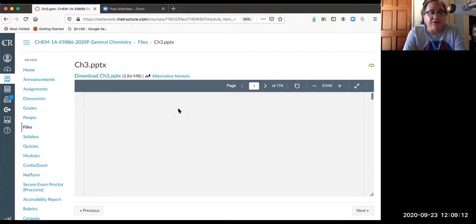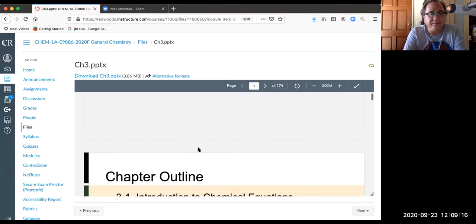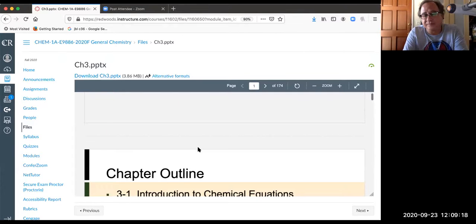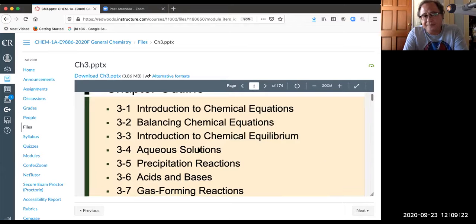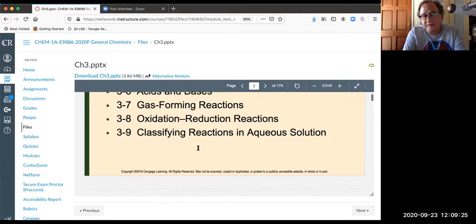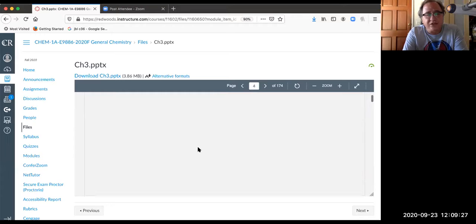And why isn't it showing up here? Oh, it is showing up. So you can see that there are 9 sections in this chapter. And based on what I'm seeing here, it'd probably just be easier to download it and then look at it using PowerPoint.